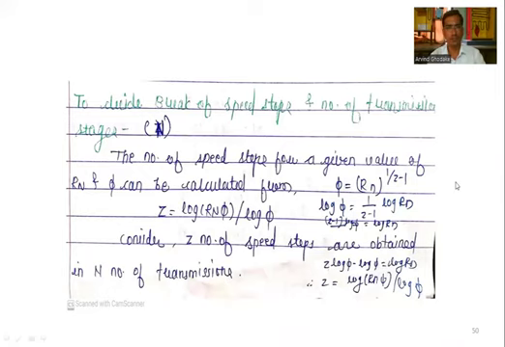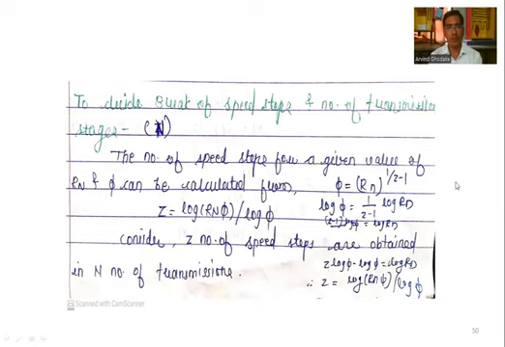So the number of speed steps for a given value of Rn and phi can be calculated from the formula Z is equal to log to the base 10 of Rn into phi divided by log to the base 10 of phi. So this is the formula. From that we will get the Z value. Consider Z is the number of speed steps, Rn is the speed range and phi is the geometric progression ratio.